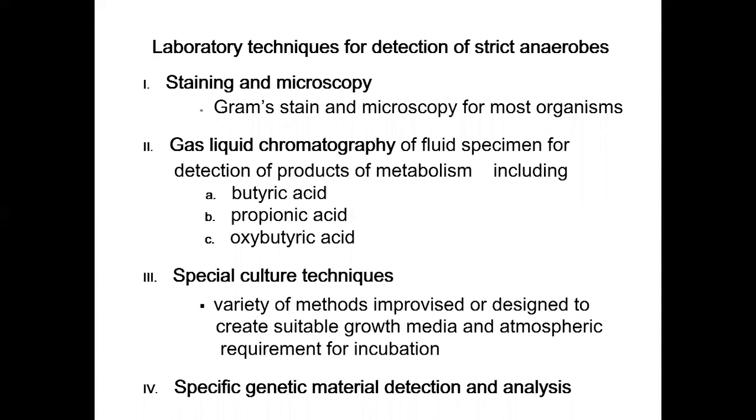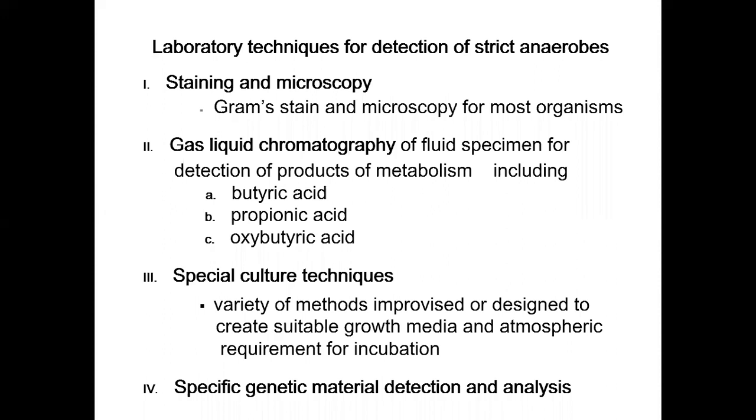Secondly, another method of detecting their presence in a specimen, where this particular technique is available, or identifying them, is called gas liquid chromatography, where the solution containing the organism and its products can be separated using the technique of chromatography. It could utilize a specimen for detection of products of metabolism. Among these, we have butyric acid, propionic acid, and oxybutyric acid. So when a specimen is run through this chromatography, there's a way those who are handling it can tell there's butyric acid in it, or there's propionic acid, or there's oxybutyric acid. And from there, one can conclude that there is a strict anaerobe in that specimen.